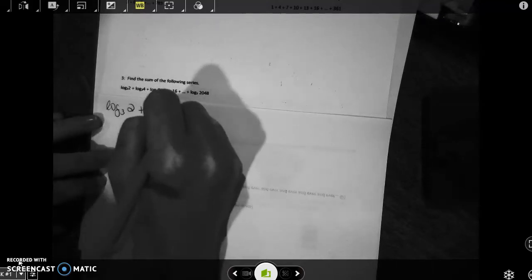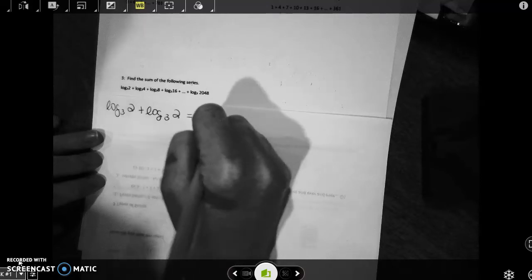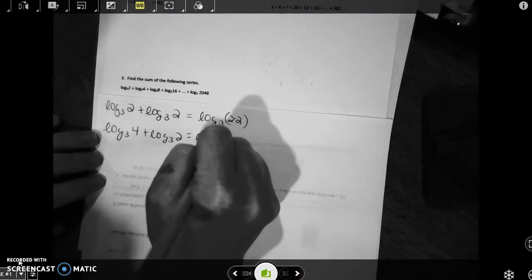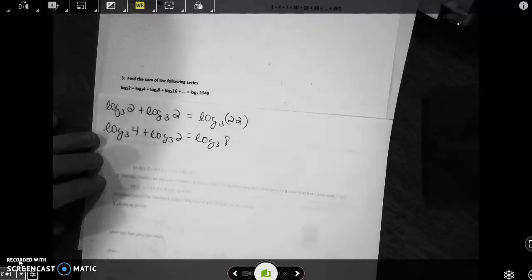So let's look at number 3. First off, we need to make sure this is arithmetic. And so if you remember your properties of logs, if you have log base 3 of 2 and you add log base 3 of 2, your log property says that when you're adding logs of the same base, you can write that as multiplication. So this is log base 3 of 2 times 2, which is log base 3 of 4. Then if you have log base 3 of 4 plus log base 3 of 2, that is going to be log base 3 of 8. So we can see that it is indeed arithmetic, and so we can continue with finding what we need here.